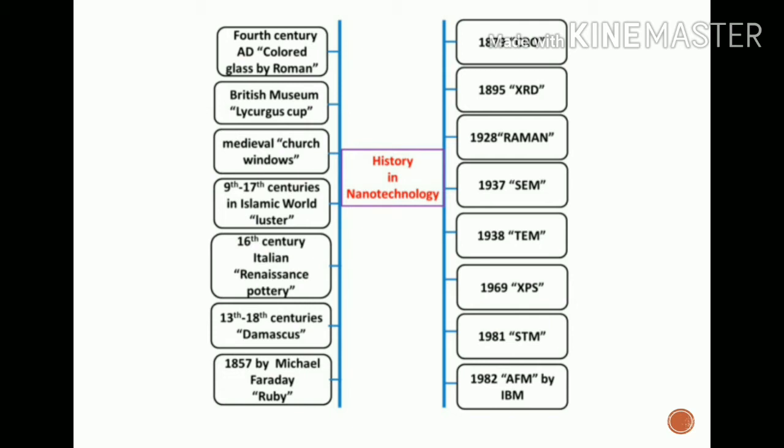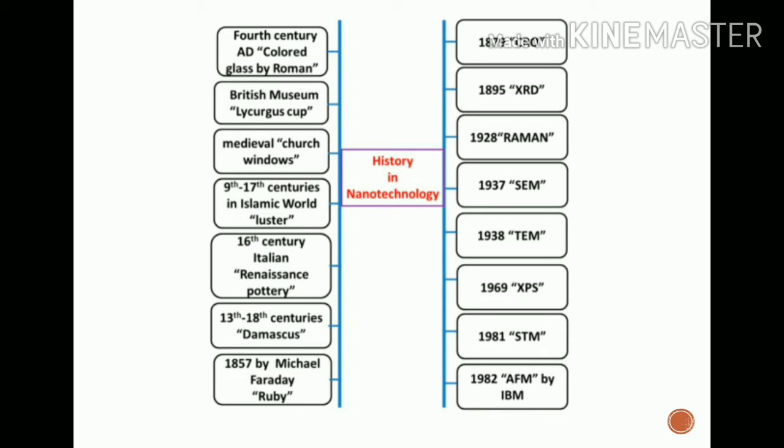If we consider the various historical milestones in nanotechnology, the colored glass by Romans, as we just discussed, is found in the 4th century. In a similar era, the Lycurgus cup is also found. The church windows or stained glass is another famous example. In the 9th to 17th centuries in the Islamic world, luster was used, and luster is also a well-known example of nanotechnology applications. In the 16th century, Italian Renaissance pottery is another example of the usage of nanoparticles. From the 13th to 18th centuries, Damascus steel was also used. That is also a renowned example of nanotechnology.